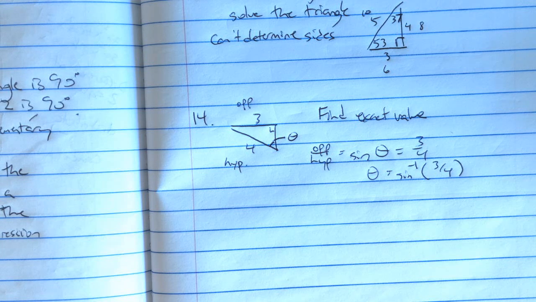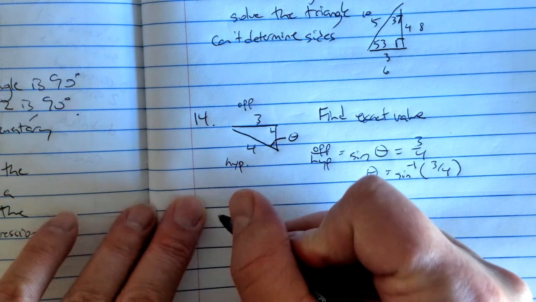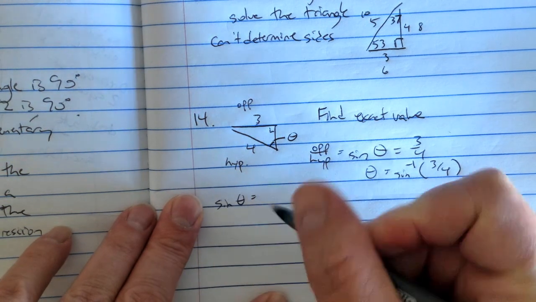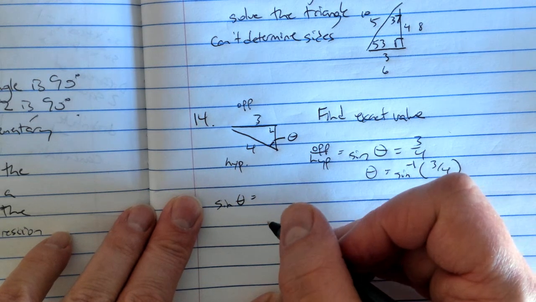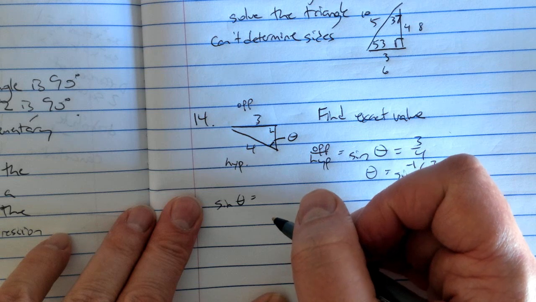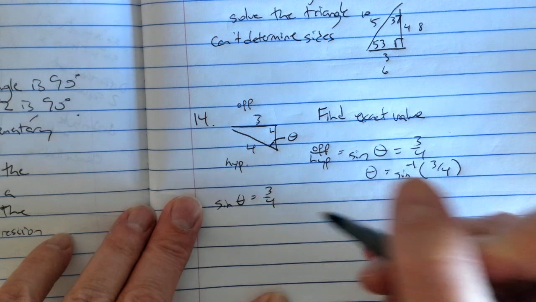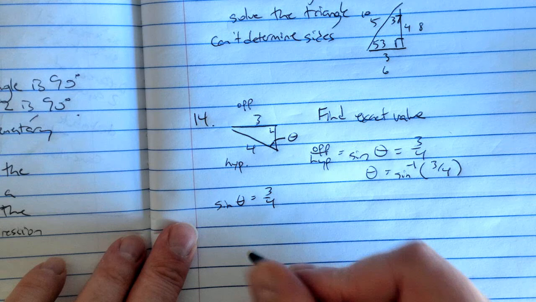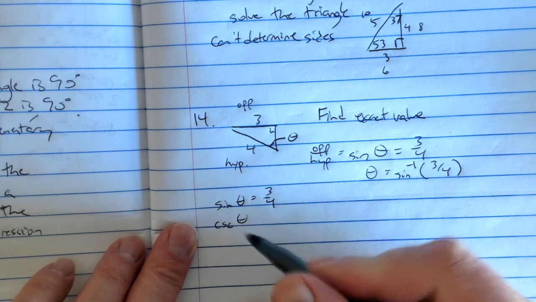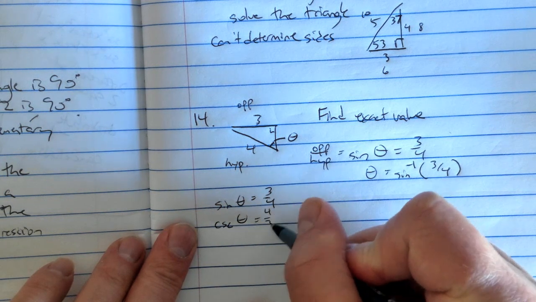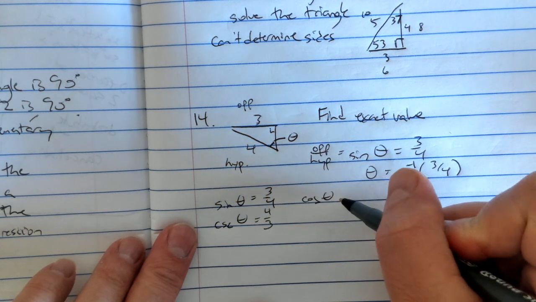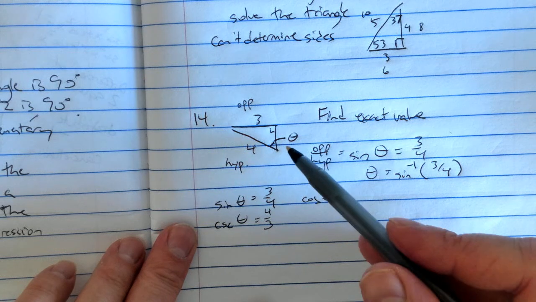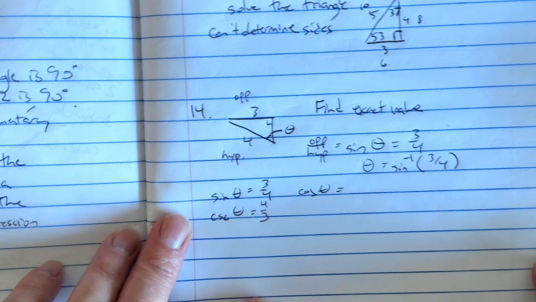So as far as what we need, we have sine theta equal 3/4. Cosecant is the inverse of sine, so that'd be 4/3. To do cosine theta, we're going to have to get our adjacent.